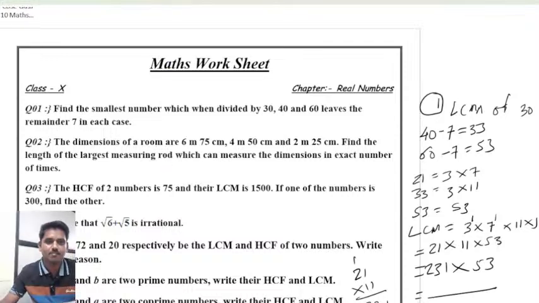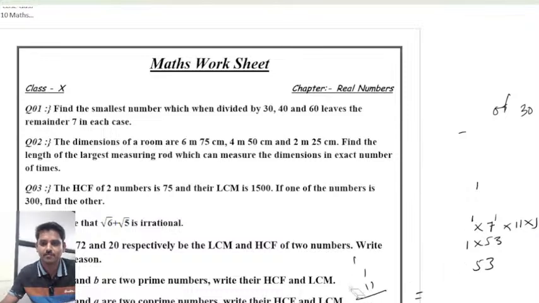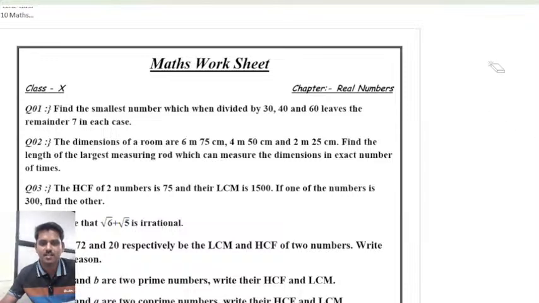The dimensions of a room are 6 meter 75 centimeter, 4 meter 50 centimeter, 2 meter 25 centimeter. So length, breadth, height are given. Find the length of the largest measuring rod which can measure the dimensions in an exact number of units. Now to measure these length, breadth, height, we have to find the largest rod that can be used.